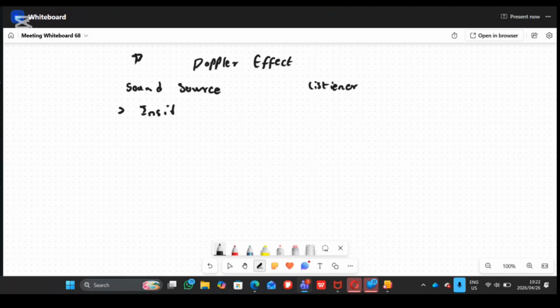Inside the sound source. Frequency of listener is equal to frequency of the sound source. This is scenario number 1.